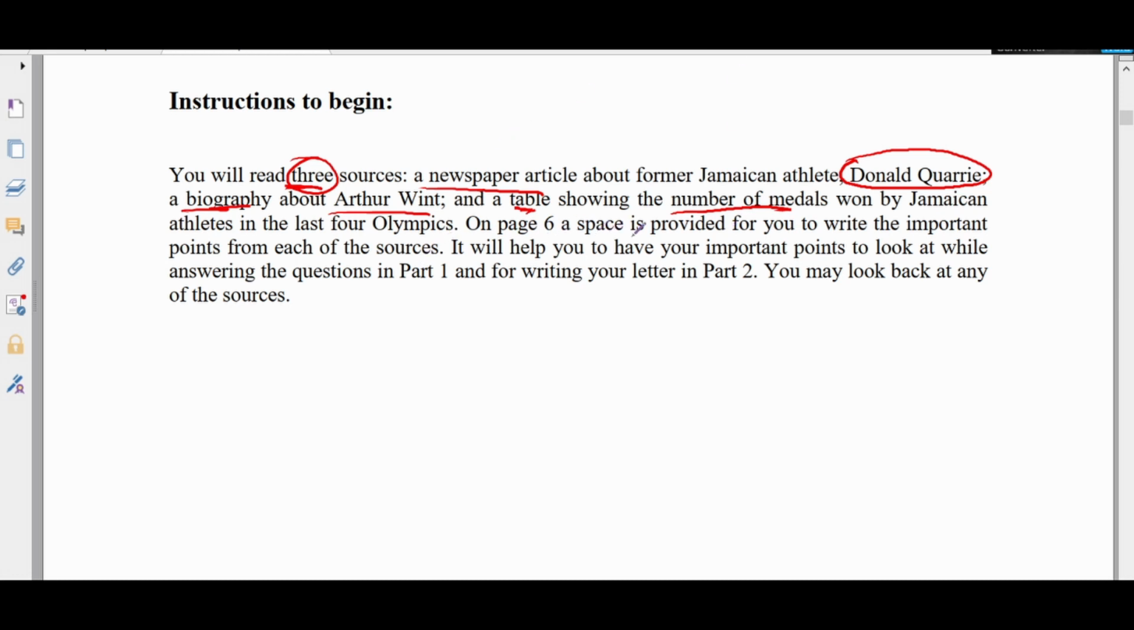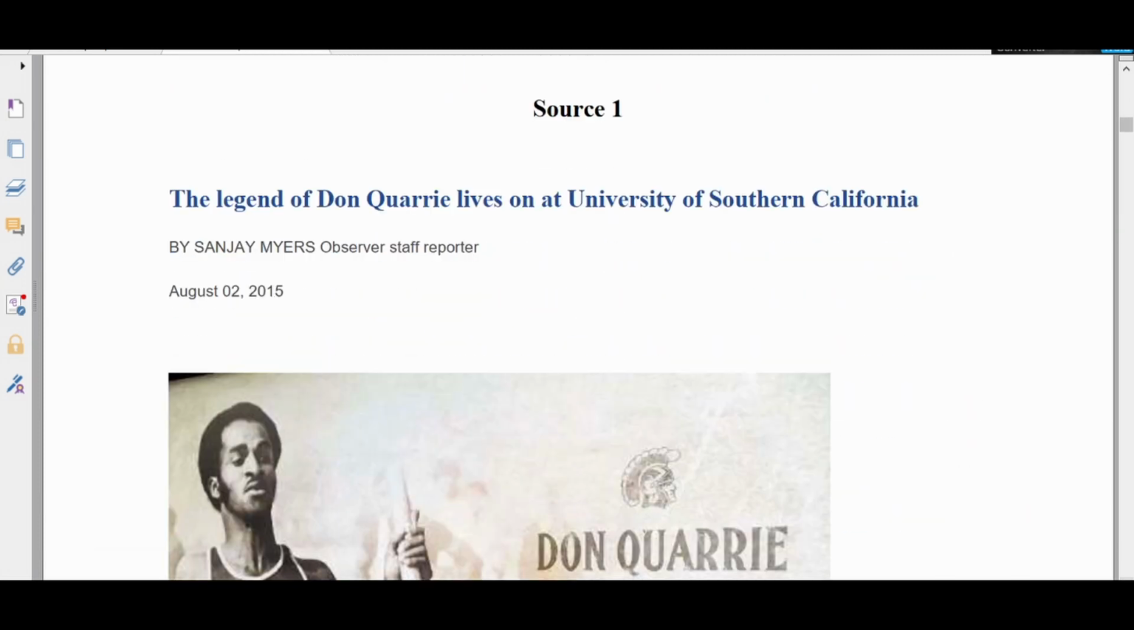On page 6, a space is provided for you to write the important points from each of the sources. It will help you to have your important points to look at while answering the questions in part 1 and for writing your letter in part 2. You may look back at any of the sources. Okay, so source 1.